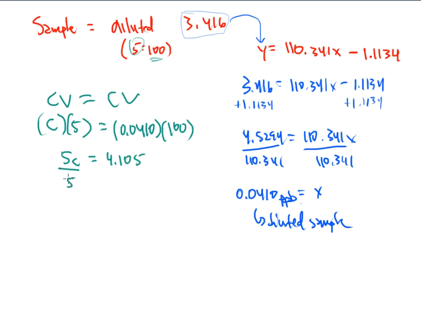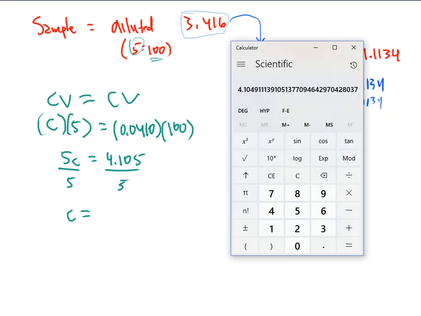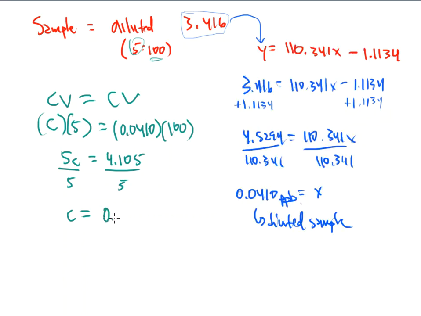And then to get C by itself, I'm going to divide by 5. So C is going to equal 4.105 divided by 5, enter, 0.821. That's how I'm going to round that one off. So that's the concentration as far as parts per billion goes.